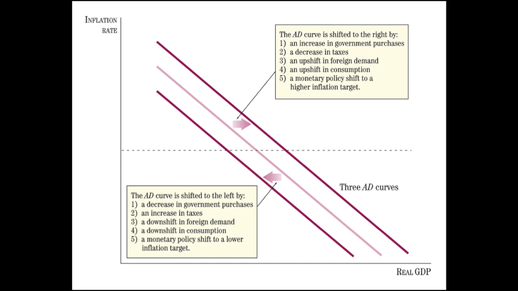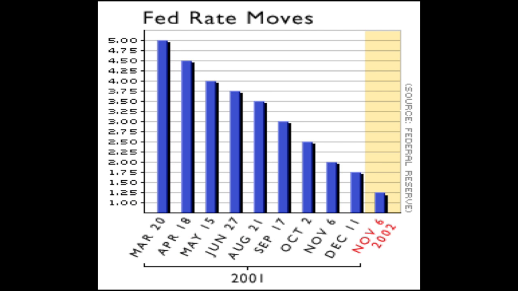Recall, a change in the monetary policy toward inflation will shift the AD curve to the right. A change in the monetary policy toward disinflation will shift the AD curve to the left. This figure illustrates the changes in interest rates implemented by the Fed in 2001 and 2002. The decrease in interest rates during this period is consistent with the shift in the AD curve to the right.